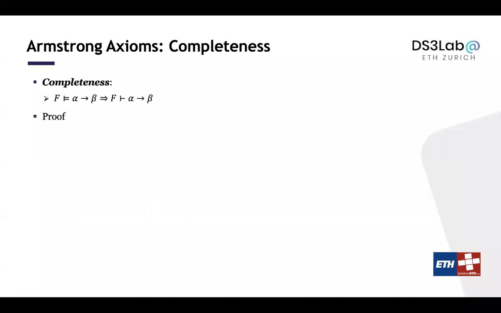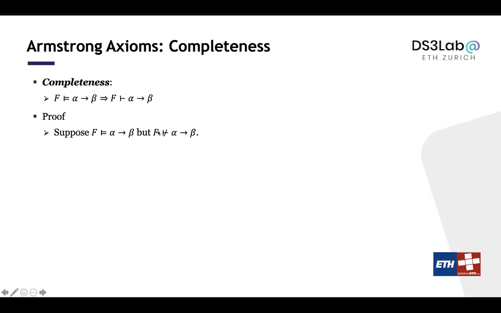And given this, we are ready to prove the completeness. It's actually not that hard to prove. So suppose we have that you can semantically imply alpha to beta from F. That is, for any relation instance R that satisfies F, it will also satisfy alpha to beta. Assuming you have this, but you do not have the right-hand side, that is, you cannot derive alpha to beta from F.